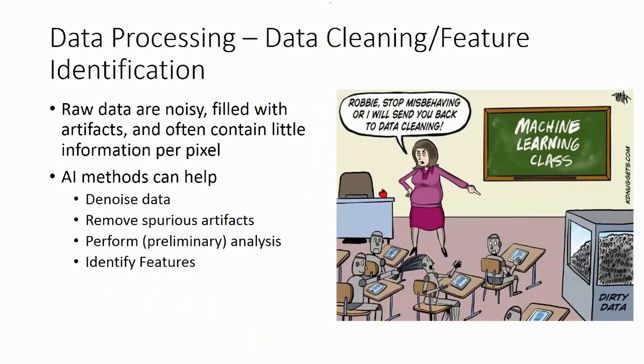We have the samples. We can characterize them. Data processing, cleaning, and feature identification now becomes the bottleneck. As we all know, raw data are noisy, they're filled with artifacts, and per pixel, they have very little information. In the field, people are using AI methods to denoise data, to remove spurious artifacts, to perform preliminary analysis, and also, in some cases, to identify features, just at a high level, not at the point of knowledge extraction, but just to give you an idea of what the trends are on your wafer.